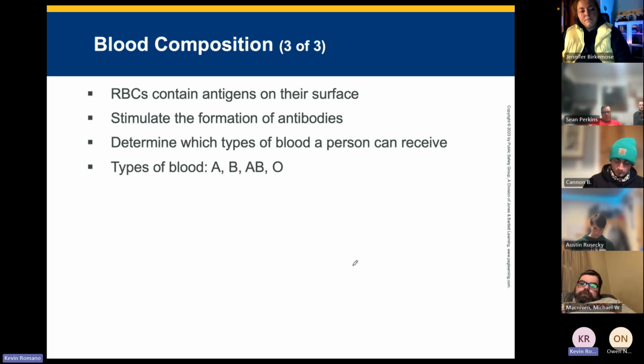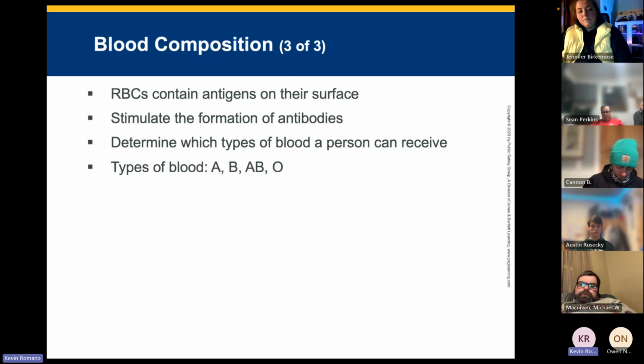Remember, the RBCs contain antigens on their surface. Antigens are substances that, when taken into the body, stimulate the formation of specific protective proteins called antibodies. These are classified as A, B, O blood groups. These groups determine the types of blood a person can receive. A person with type O blood is called a universal donor. A person with AB blood is called a universal recipient.